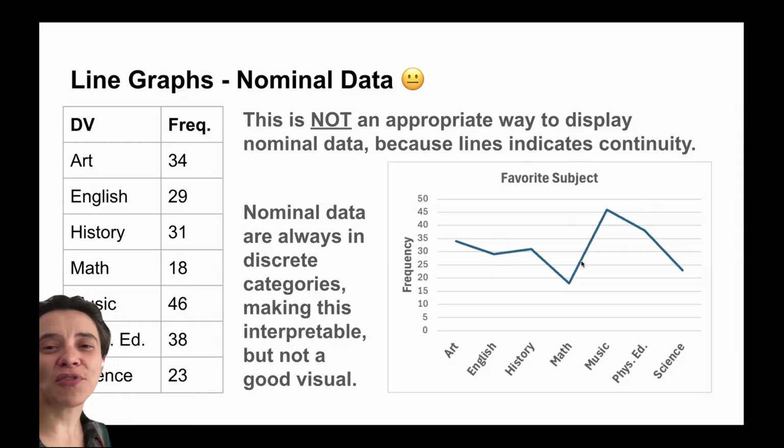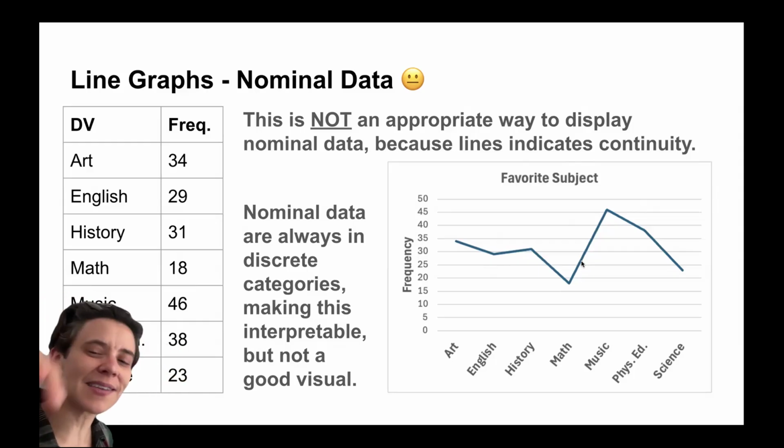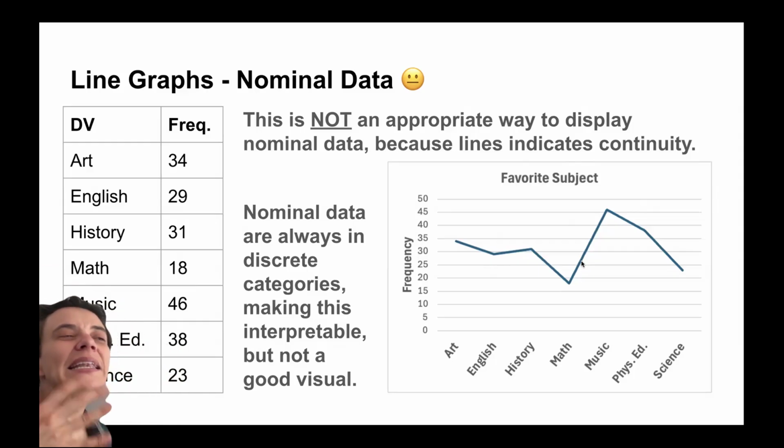This is not acceptable for nominal data. The reason this is not acceptable for nominal data, really, even though it's interpretable, it's not great. A line connecting one point to the next indicates some kind of continuity between the categories, but there really isn't any form of continuity between these categories. They are clear, distinct categories. So you wouldn't really want to have lines connecting them. It's better to have the distinct bars.